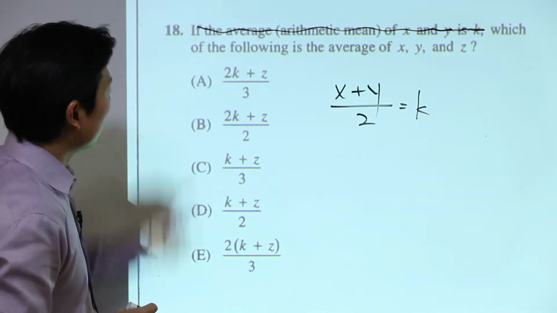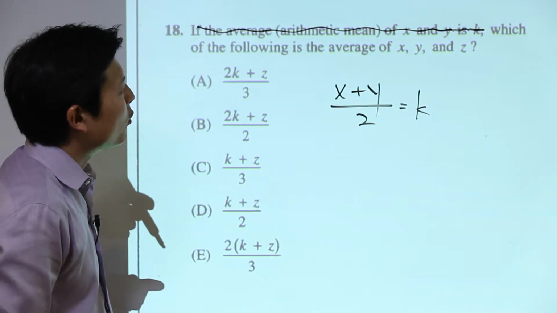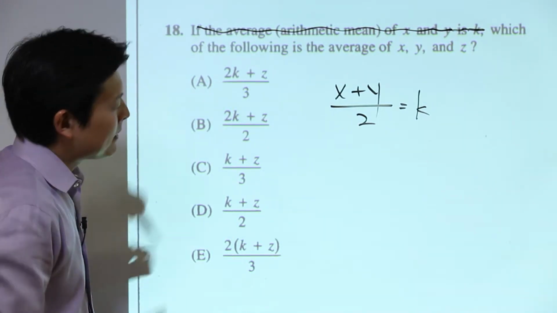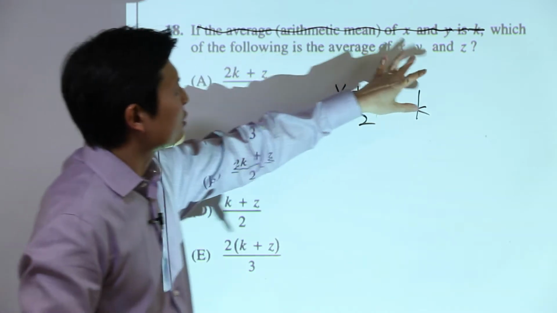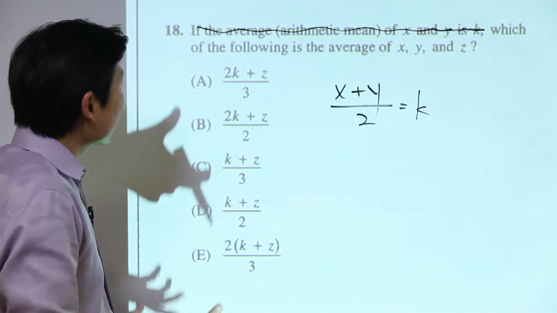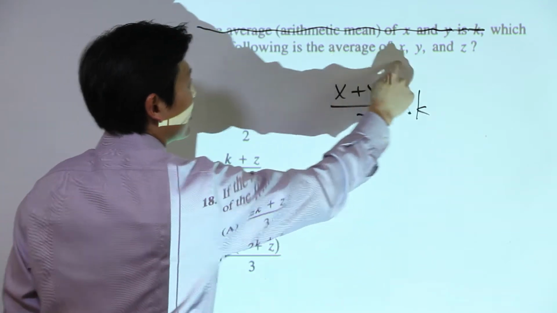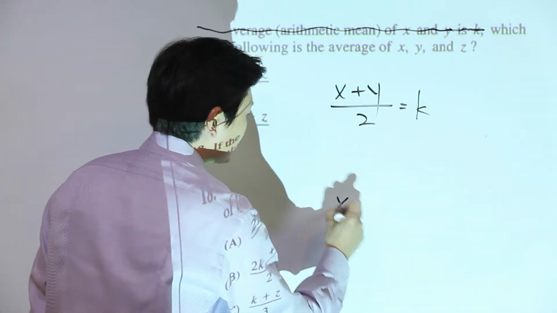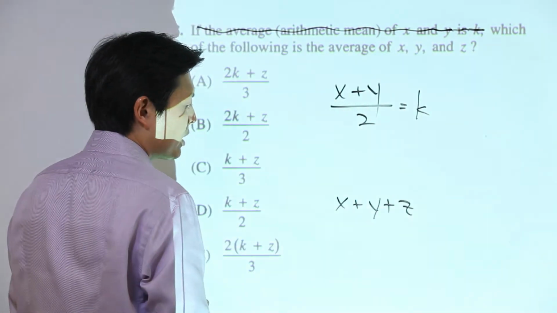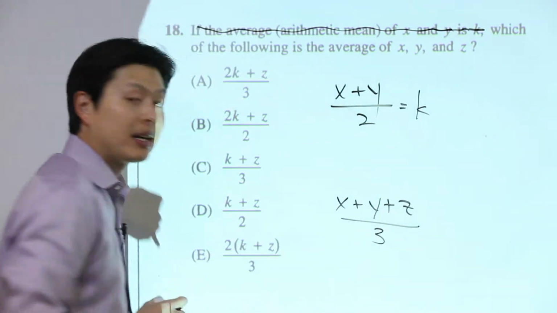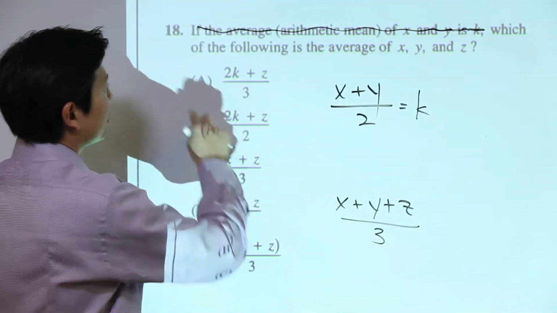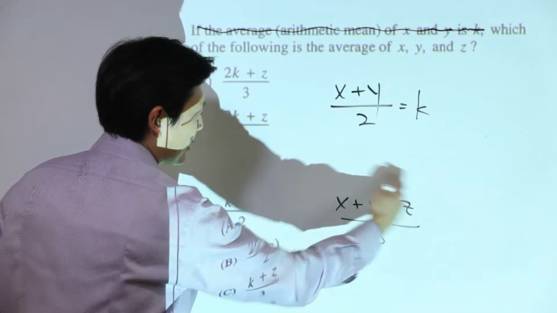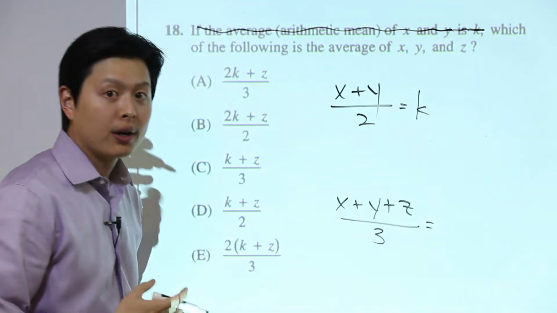Which of these is the average of x, y, and z? They want x, y, and z. So how do you find the average of x, y, z? How do you find the average of 3 numbers? You add them up, right? The x plus the y plus the z, and then what do you do with these numbers to find the average? You divide by the number of items you have. So when they ask which of the following is the average of x, y, and z, this is your average of x, y, and z. Therefore, this is what you are looking for.